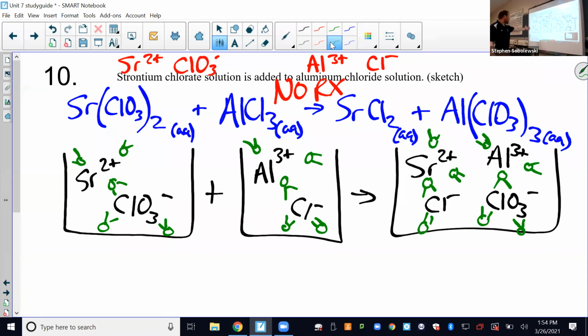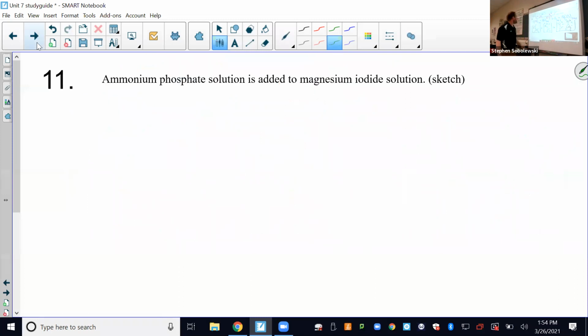All right, and now you can again see why there's no reaction. Because look, we started out with strontium and chlorate ions randomly floating in water, aluminum and chloride ions randomly floating in water. Look what we have. Strontium, aluminum, chloride, and chlorate ions randomly floating around in water. We took 2 batches of ionic soup, mixed them, and got 1 batch of ionic soup. We didn't really make anything. No reaction. Last one.